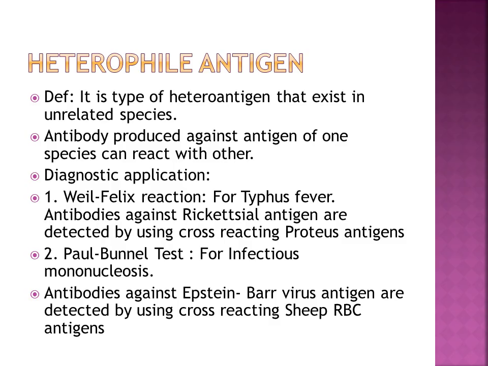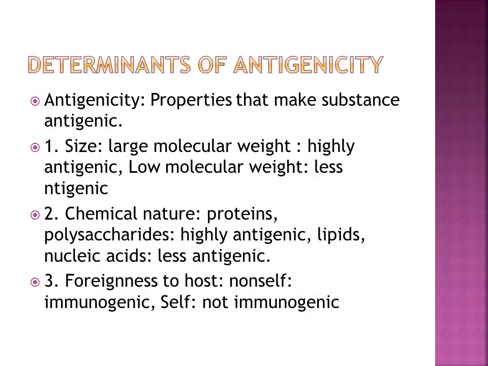Then the second test is Paul-Bunnell test. This is used for the diagnosis of infectious mononucleosis. So in this, antibodies against Epstein-Barr virus, which causes the disease infectious mononucleosis, are detected by using cross-reacting sheep RBC antigens. So these are two examples of heterophile antigen.